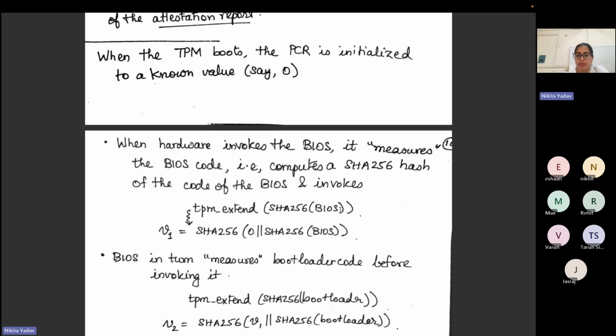Now, what will this TPM extend do? This TPM extend is going to take this value and append it with 0. So 0 will be appended with this value. Now, can you tell me why it is 0 here?